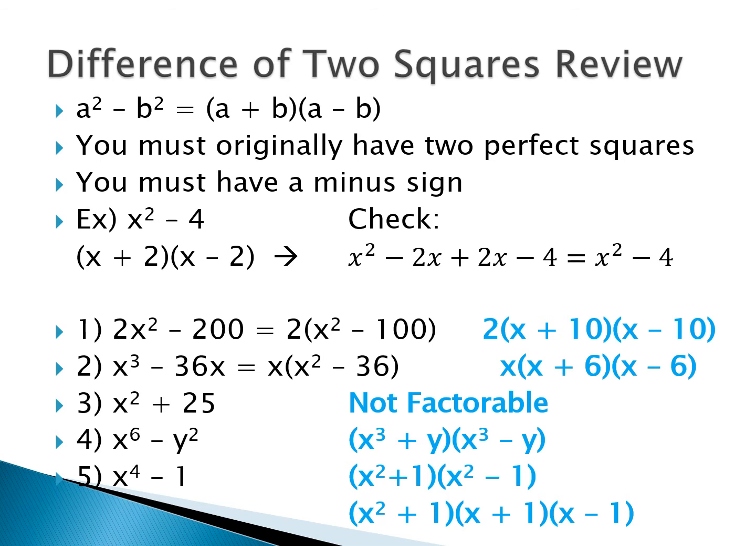The remainder of them, one of them, number 3, was not factorable because it wasn't a difference problem. It does have to be a minus sign there. Number 4, when you have higher exponents there, that goes into some exponent properties. The x to the 6th, if you want to know what the square root of that is, it's x to the 3rd.